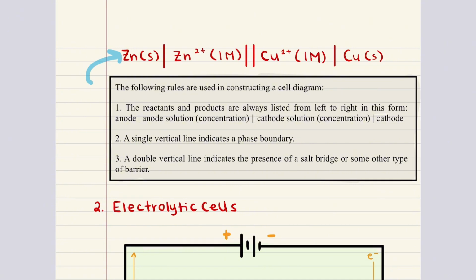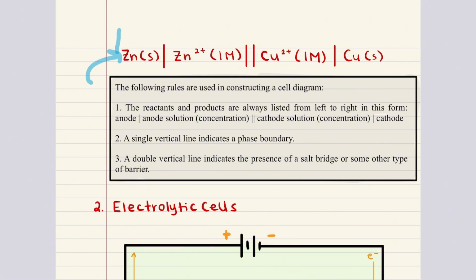What are those specific rules? Well, to construct a cell diagram, one must list the reactants and products from left to right. You start with the anode and its corresponding solution, followed by the cathode solution and ending with the cathode itself. In the case of the Daniell cell, zinc serves as the anode, so it's listed first, and copper is the cathode, so it's listed last.